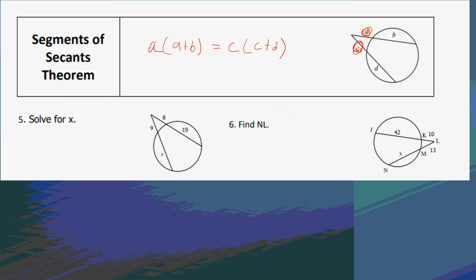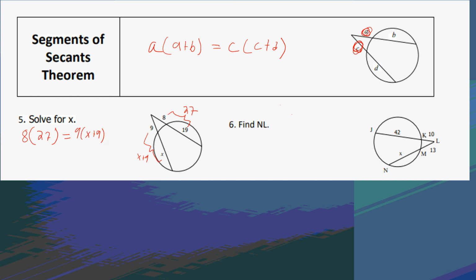So let's do an example. For 5, we'll have 8 times, and then it's this whole part. So 8 times 19 goes to 27. And then this whole part is x plus 9. So we'll have 8 times 27 equals 9 times x plus 9.